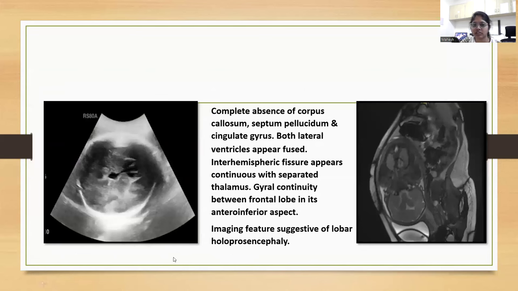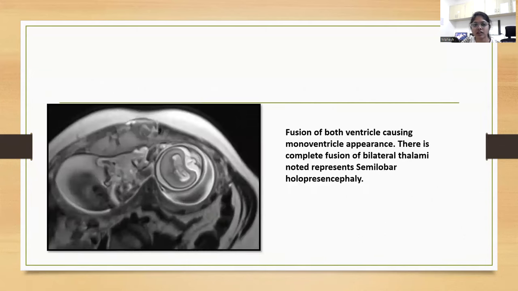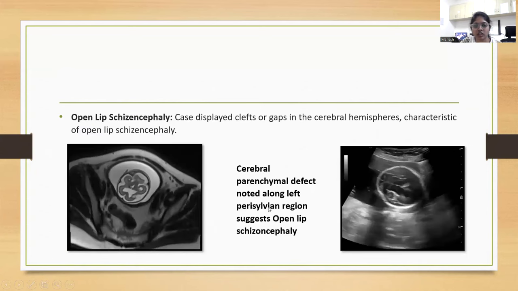In these two images of USG and MRI, there is complete absence of the corpus callosum, septum pellucidum, and cingulate gyrus. Both lateral ventricles appear fused, and the interhemispheric fissure appears continuous with the separated thalamus. There is gyral continuity between the frontal lobes in the anterior inferior aspect, imaging suggestive of lobar holoprosencephaly. In this MR image, there is a fusion of both ventricles, suggesting monoventricular appearance, and complete fusion of the bilateral thalami, suggesting semilobar holoprosencephaly.